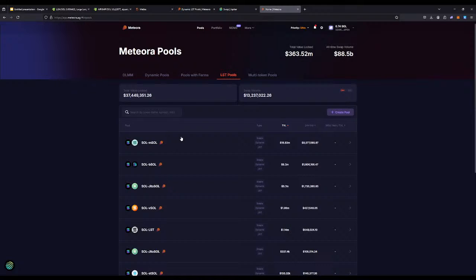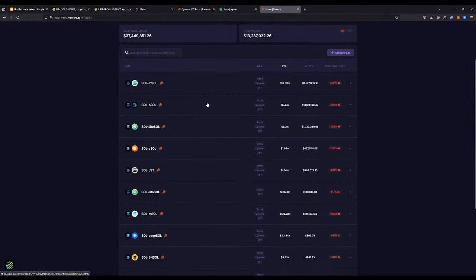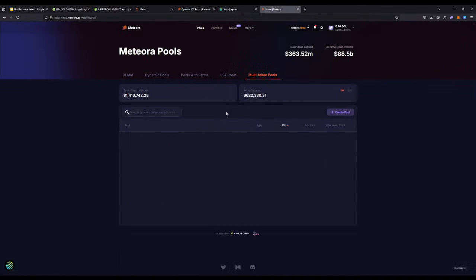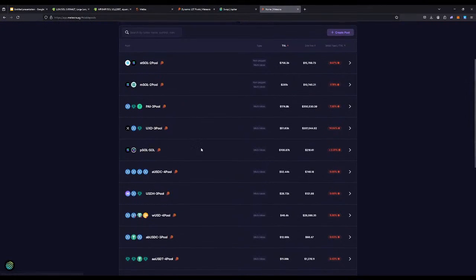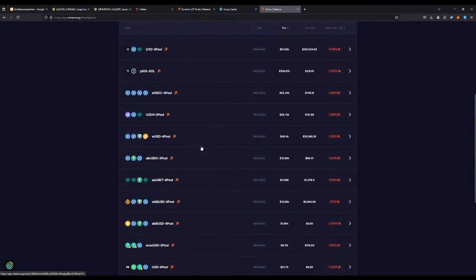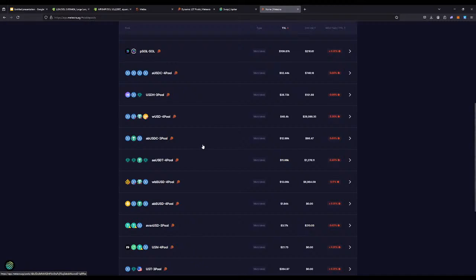These LST pools are basically all the pegged token pools, and these multi-token pools are basically where you can deposit more than 2 tokens in a pool. And I am not sure which one, but some of these pools are being used to provide liquidity for Wormhole bridge transactions.